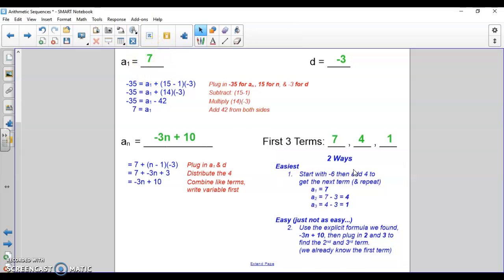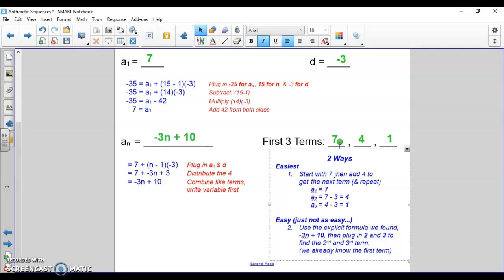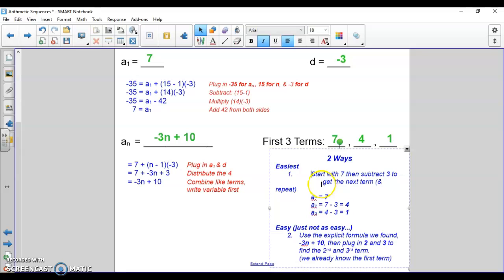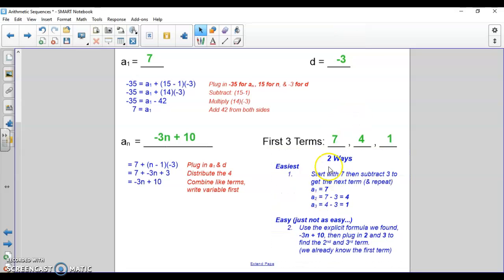There are 2 ways to find the rest. The easiest way is just use the common difference. I left that from the last problem. Subtract 3. So, in these 2 ways, the easiest way, just start with the first term that you found, subtract 3 to find the next 2. Easiest by far. Next one, you can actually use the formula. Plug your numbers in. First term, second term, third term is your n. That's it. Alright, so we got that.